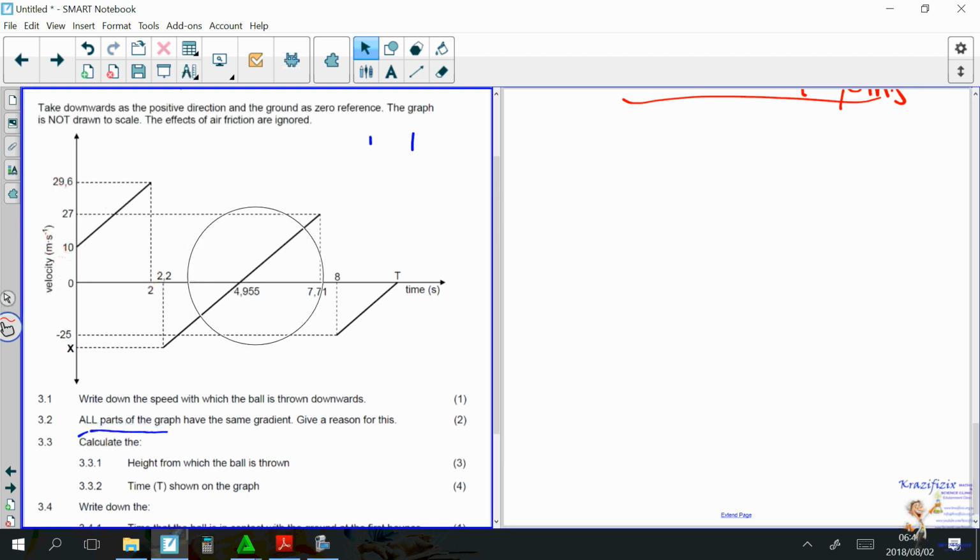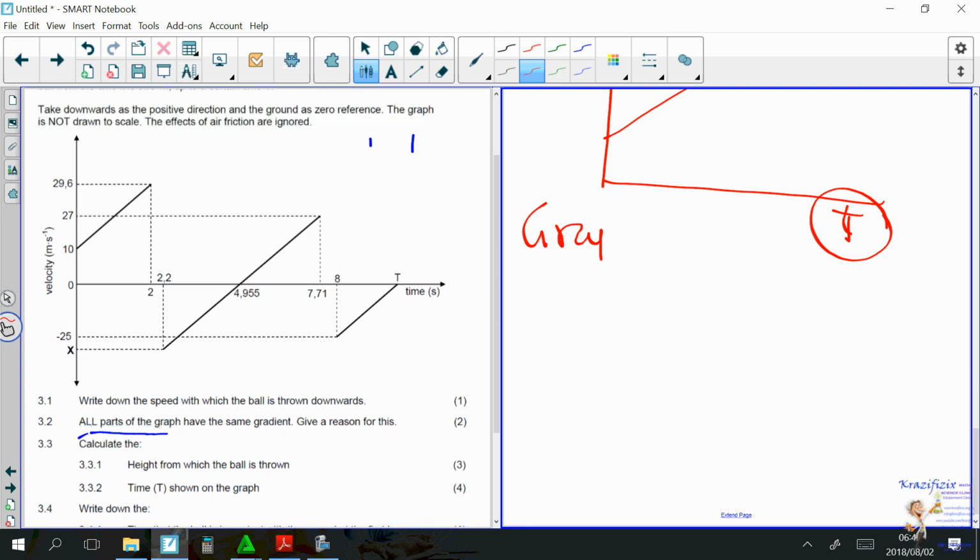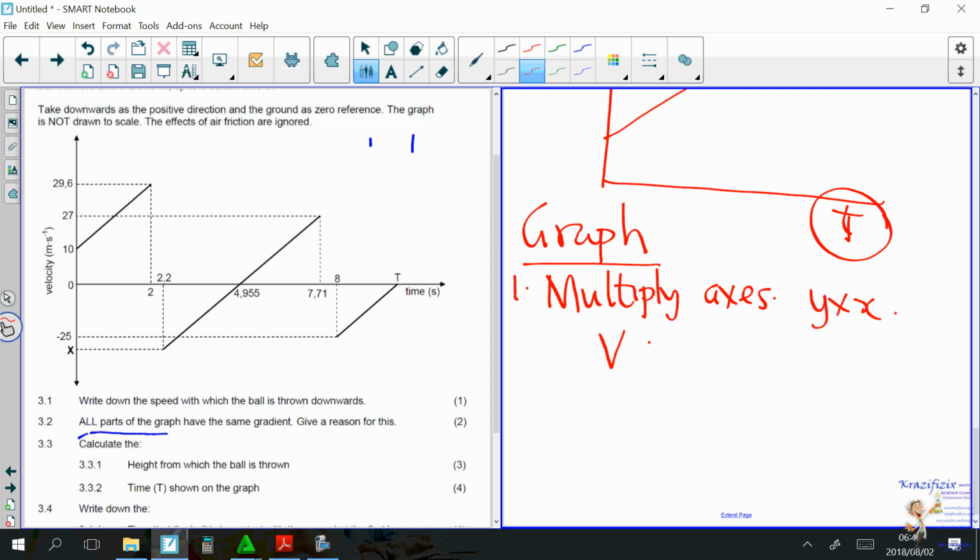Again, I want you to do something. Now, do you notice what we've done here? Velocity and time. Whenever you see a graph, and this is dealing with a graph right now, I want you to do 2 things. Number 1, multiply your axes. If I multiply what's on my y times x, let's check this. In this case, it's velocity times time.